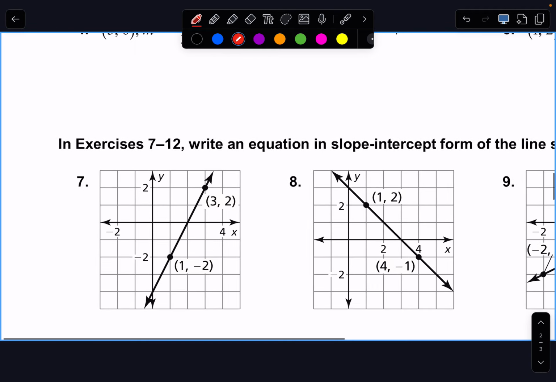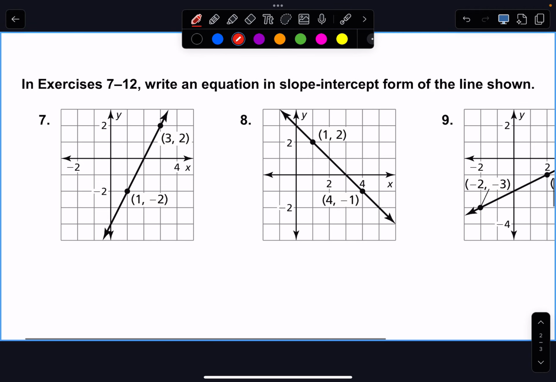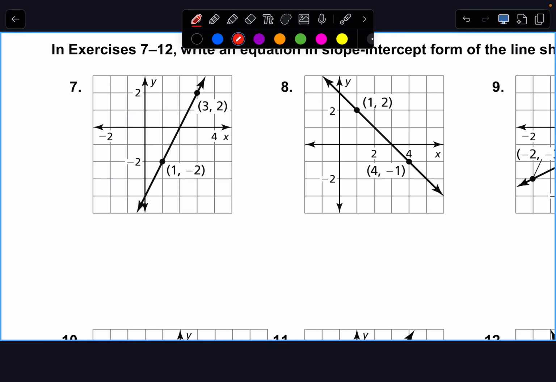Okay. Now, in number 7, I am asking for the slope intercept form of the line. Now, let's just talk about doing number 7 and ignoring the fact that we can see the y-intercept. Okay, is that cool? Can we just ignore that fact? What is our slope? Our slope is 2.